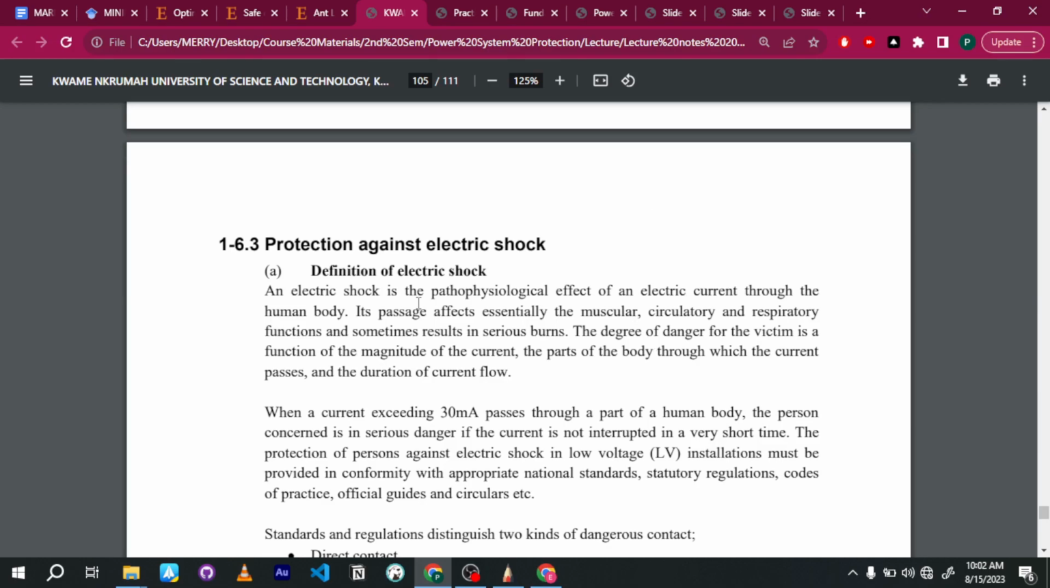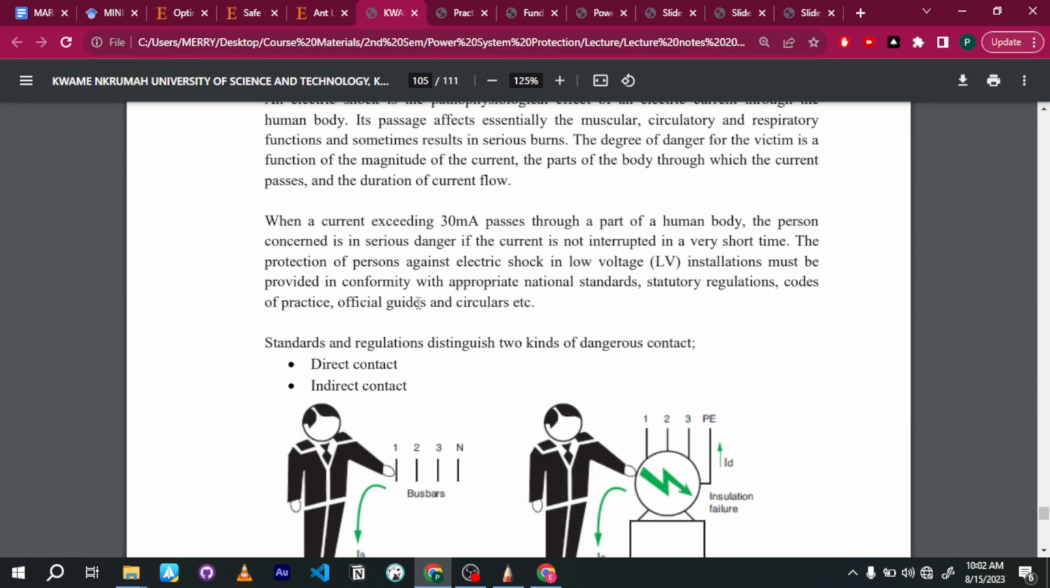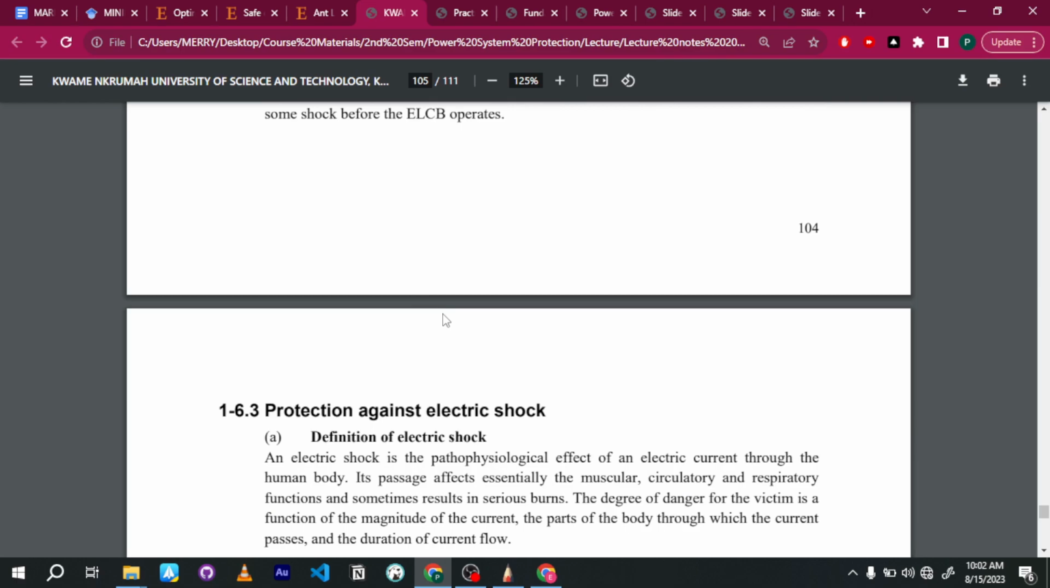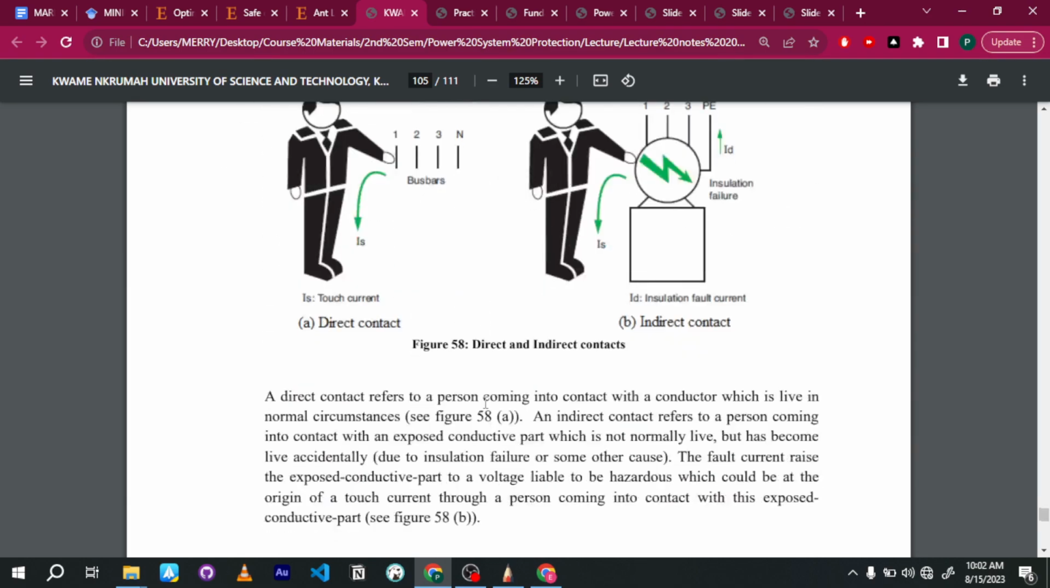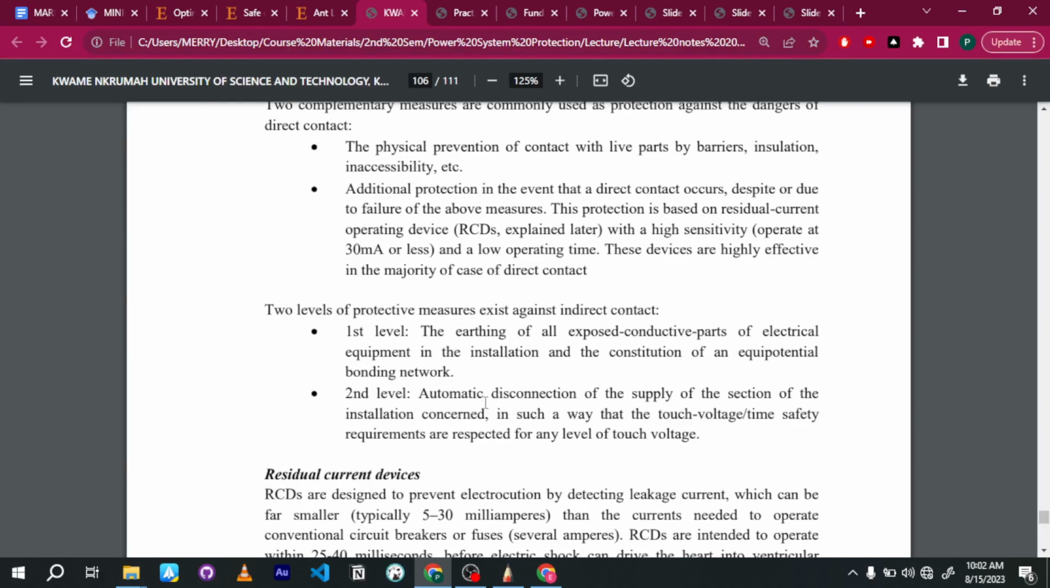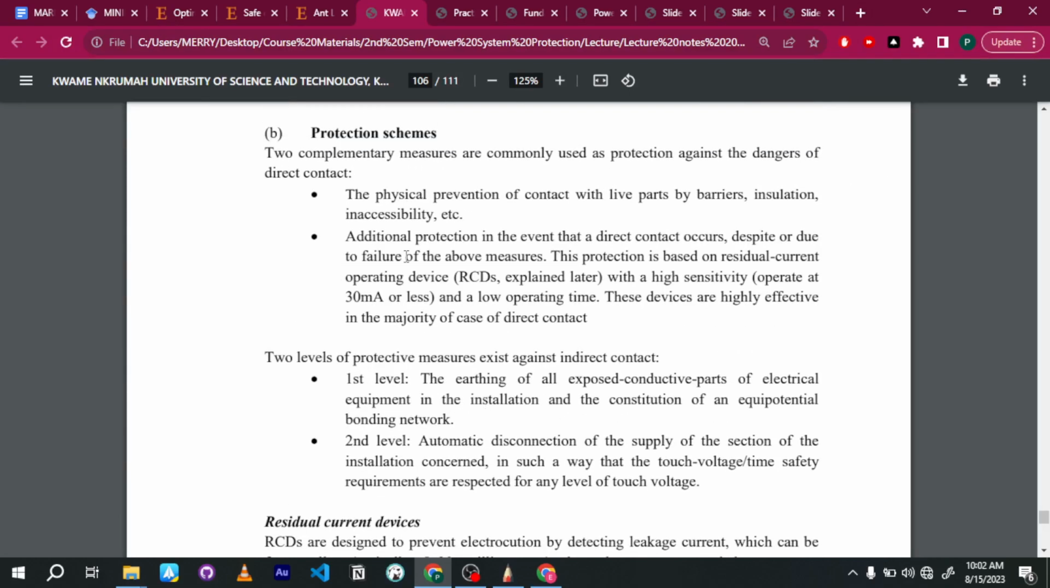Now, protection against electric shock. The electric shock is basically the same thing. I think the limit is one amp will kill you. The limit is around 100 milliamps. Right. So protection schemes against that.